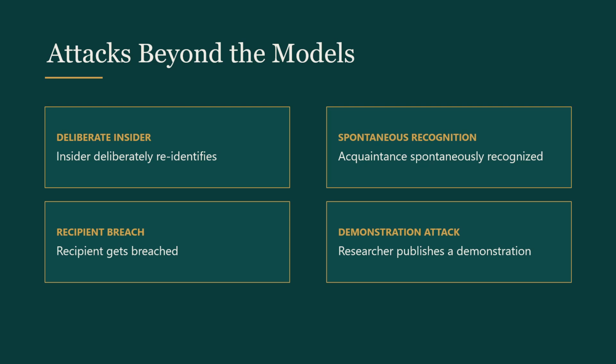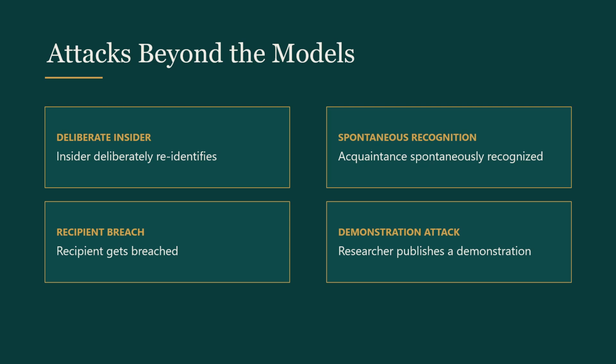Fourth, the demonstration attack. An academic or a journalist re-identifies a few records to prove a point. No harm intended to patients, maximum harm delivered to the data custodian's reputation. Journalist model by name and by nature. Each scenario moves a different dial. Insider and recognition scale with who the recipients are. Breach scales with their security. Demonstration scales with how public and how interesting the release is.